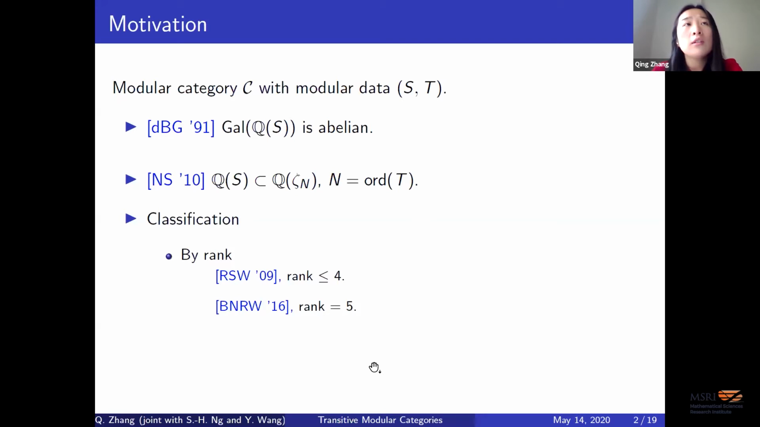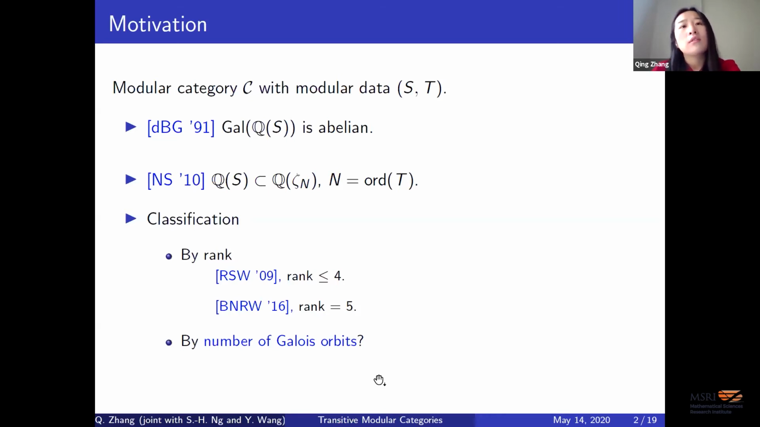So we are motivated by this process of classification, and we ask the following question: can we classify modular tensor categories by the number of Galois orbits? As a first step towards answering this question, we consider an extreme case: what are all modular tensor categories when the Galois action has only one Galois orbit, which means the Galois action is transitive. So this is contained in the title of today's talk.